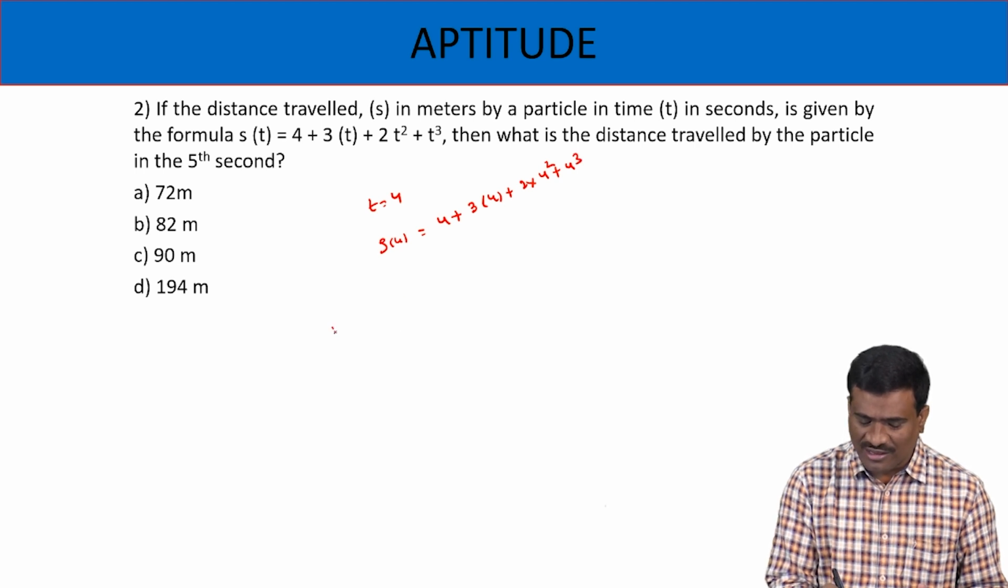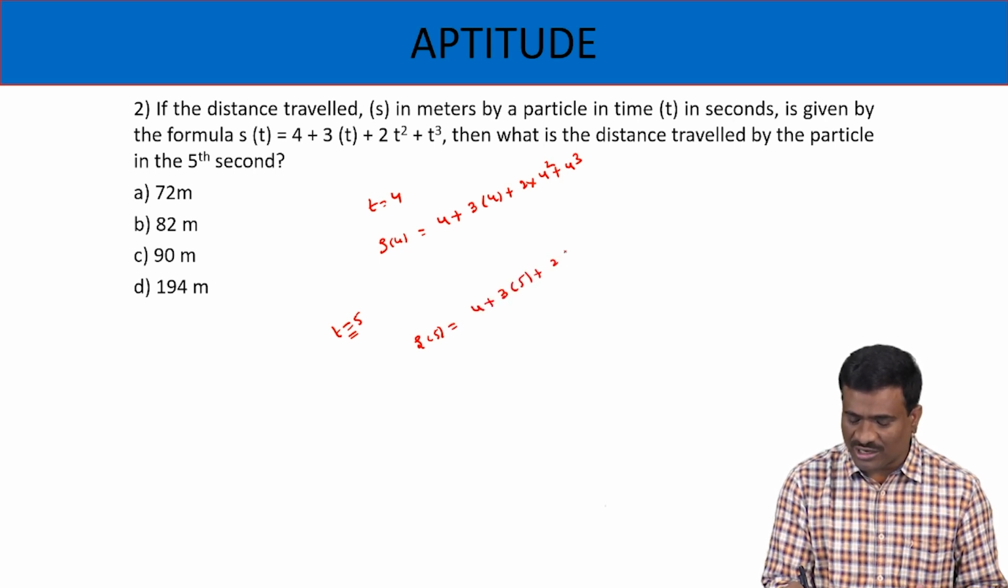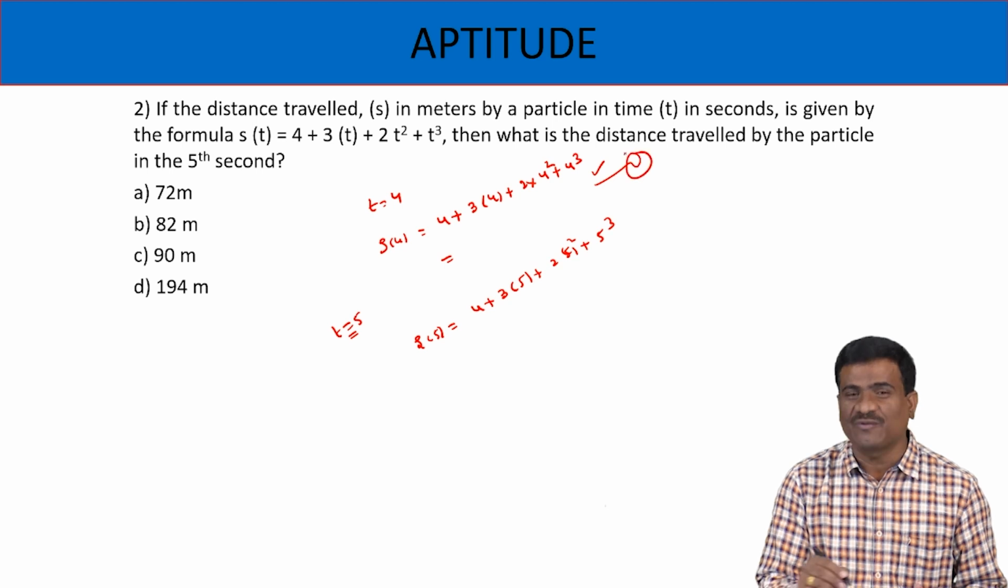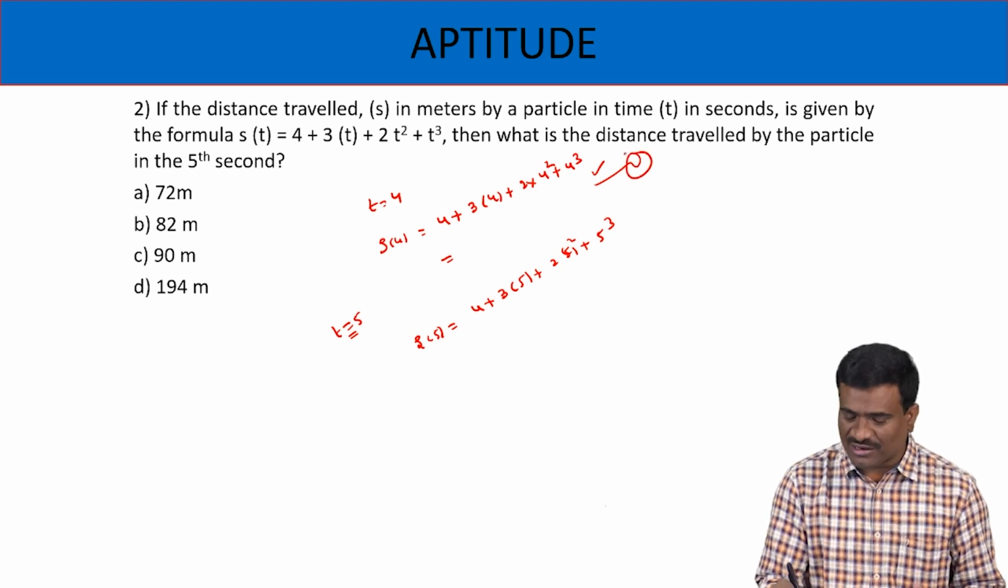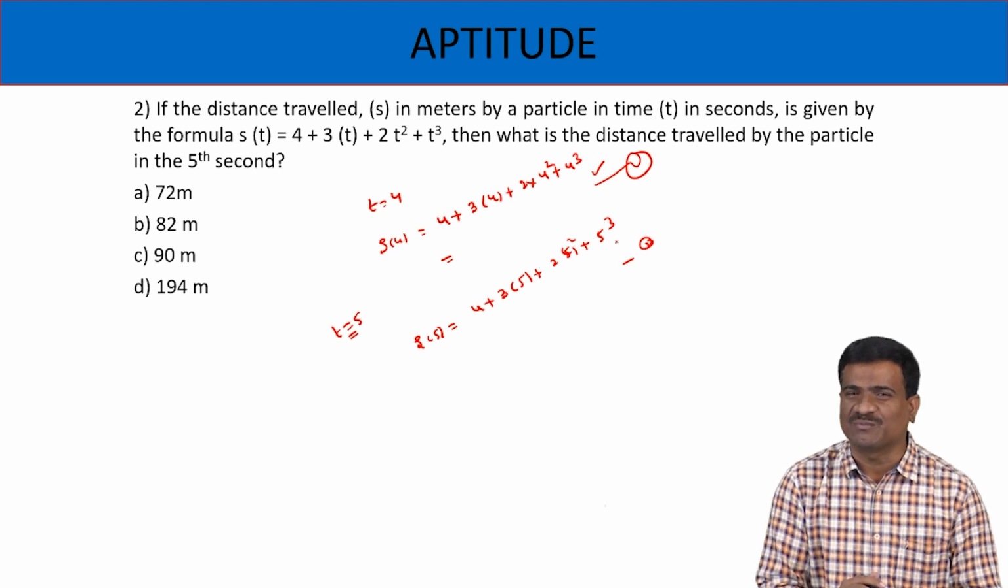Next, similarly, when t is equal to 5, then S of 5 is equal to 4 plus 3 into 5 plus 2 into 5 square plus 5 cube. Here calculate S of 4, this is called equation number 1. Next, similarly, equation number 2, S of 5.